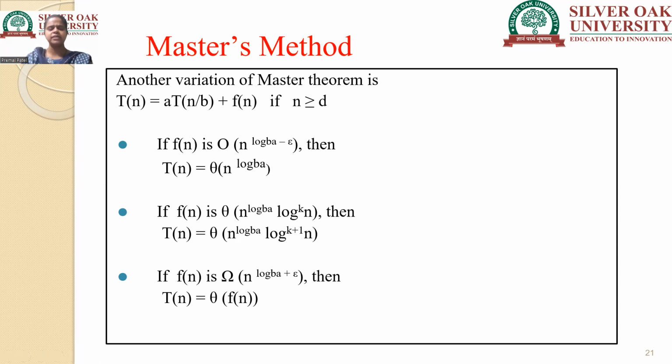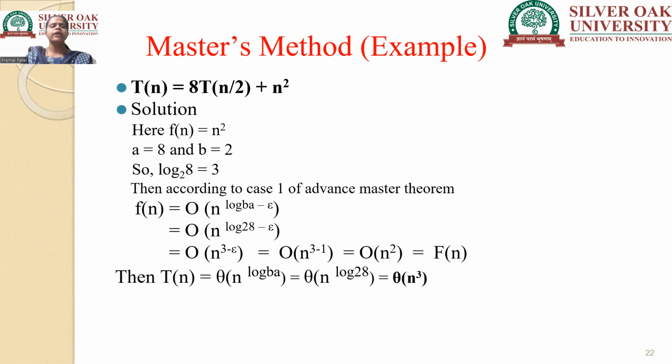Now let's solve one example regarding these variations. If I take the example T of n is equal to 8T(n by 2) plus n square, then to find the solution, here f of n is n square. So a is equal to 8 and b is equal to 2, so log 8 base 2 is equal to 3. According to case 1 of the advanced master theorem, because we are getting n cube and we are given f of n as n square, to get n square from 3 we need to subtract some constant value. So we have to use case 1.